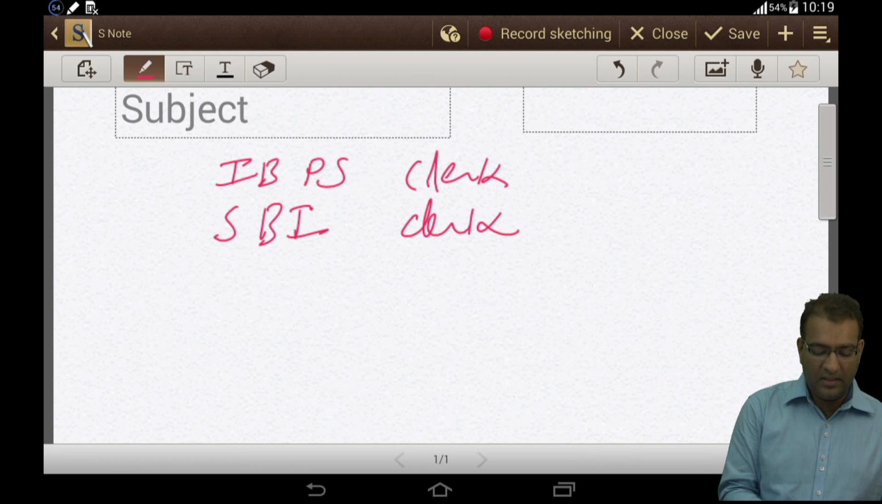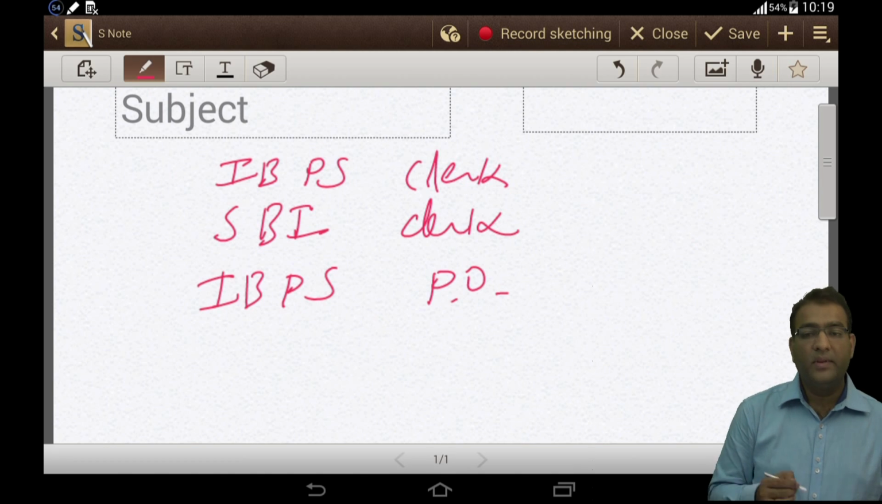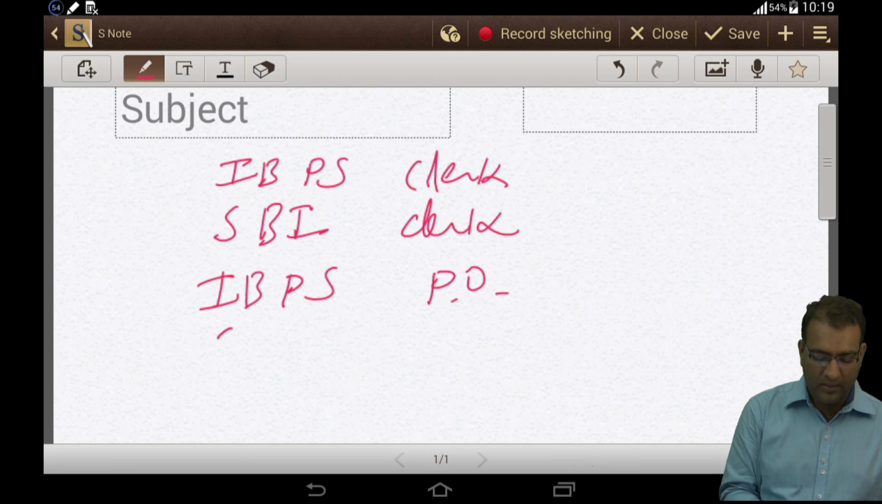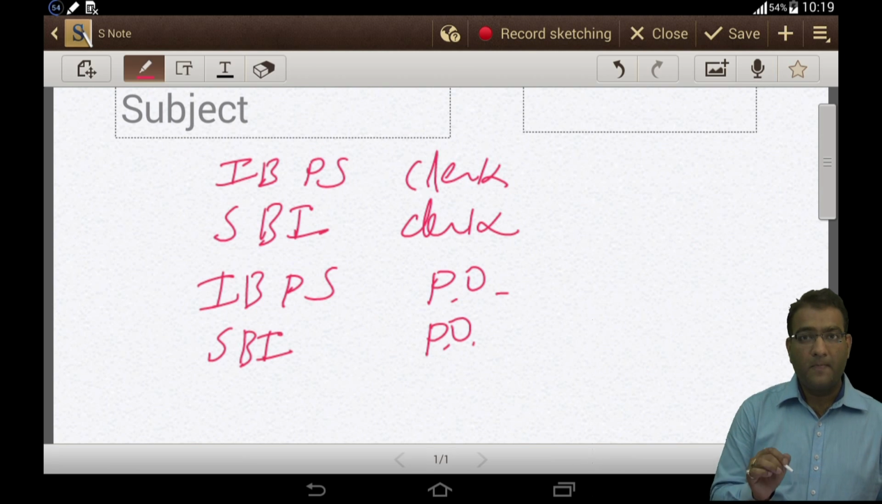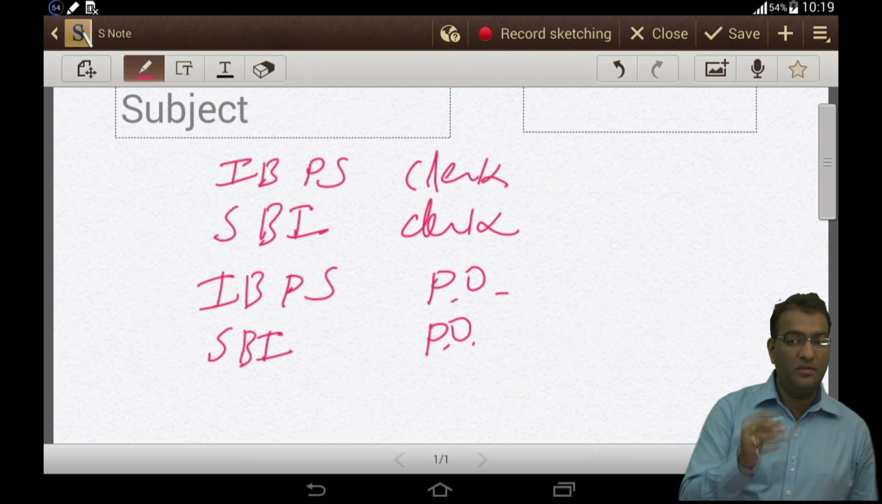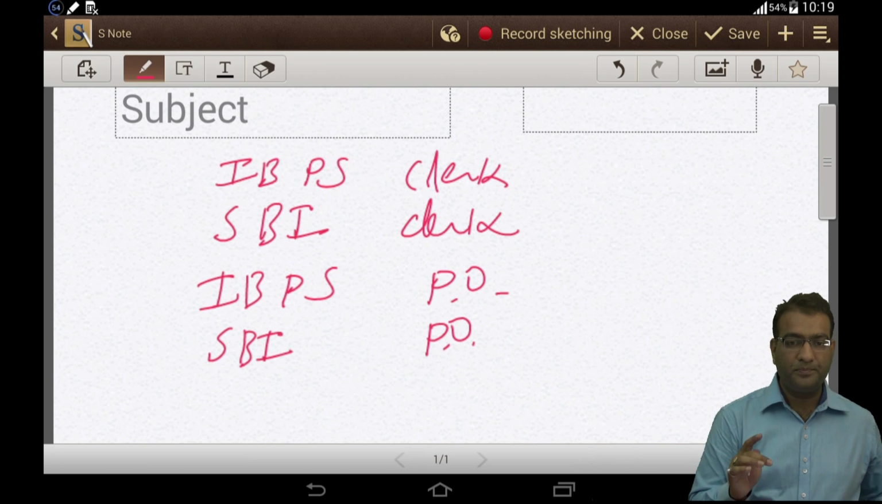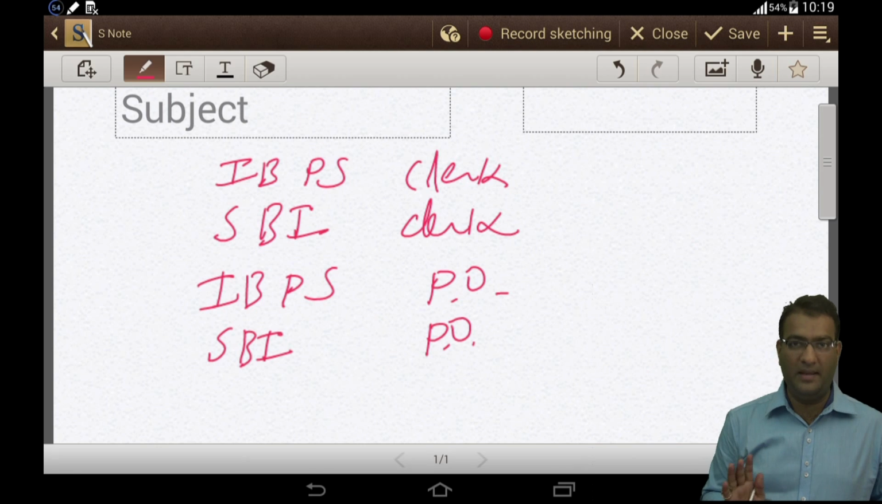A little more difficult than this would be IBPS PO. A little more difficult than this would be SBI PO. Now let's look at a few other exams. So I'm talking of difficulty level right now. And then obviously preliminary and mains.